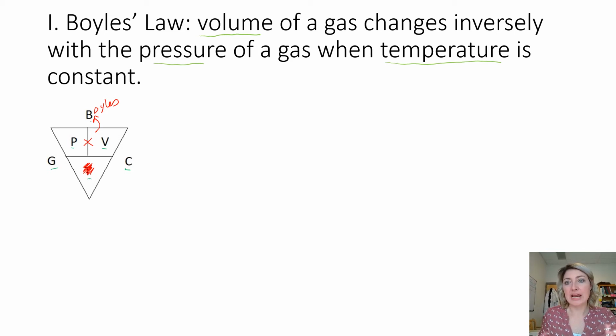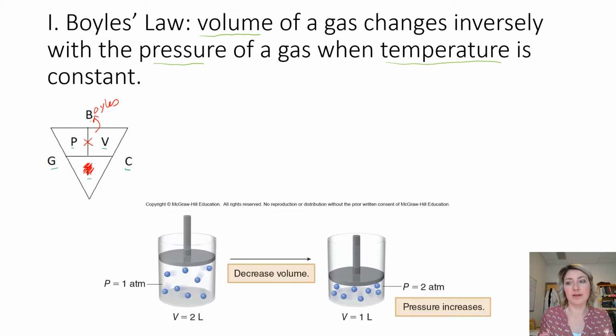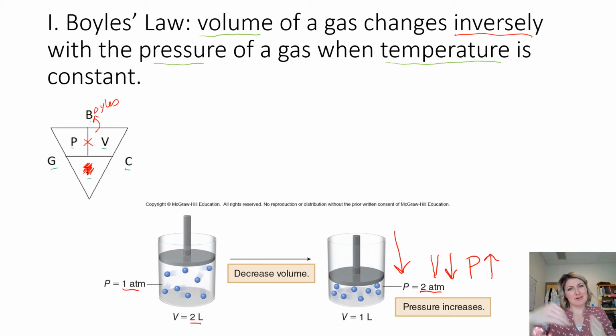We're going to have a change from an initial pressure and volume to a final pressure and volume. Let's look at this term inversely proportional, because that can be kind of a scary word. Looking at these two diagrams, your pressure is at 1 atmosphere and your volume is at 2 liters. If we decrease the volume by half, from 2 liters to 1 liter, your pressure is going to increase from 1 atmosphere to 2 atmospheres. As your volume decreased, your pressure increased. You're seeing an opposite effect with those two variables, and that's what we mean by inversely proportional.